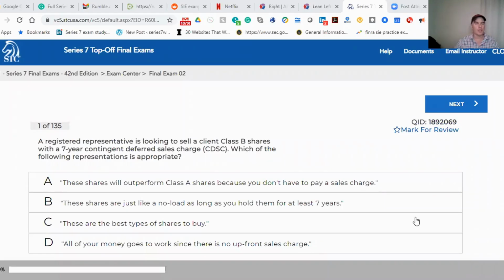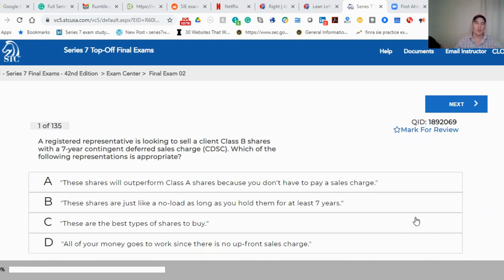A registered rep is looking to sell a client Class B shares with a 7-year contingent deferred sales charge, CDSC. Which of the following representations is appropriate? These shares will outperform Class A shares because you don't have to pay a sales charge. I don't think that makes sense. These shares are like no load as long as you hold them 7 years. That doesn't make sense either. These are the best type of shares to buy. I don't think you can ever say that. And all of your money goes to work since there's no upfront sales charge.